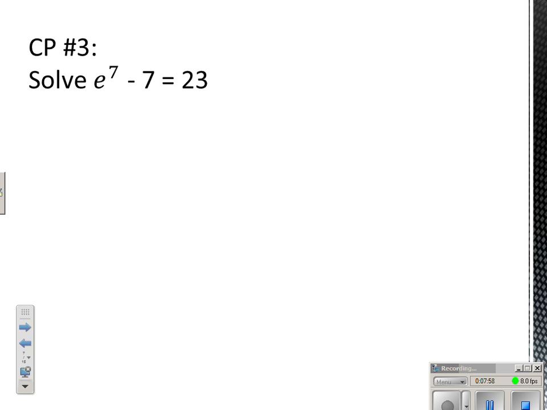All right, checkpoint number 3. Solve e to the x, I did another typo. This is supposed to be e to the x power minus 7 equals 32. All right, so when I went at this one, can you make sure you change this, make sure that says e to the x. I got rid of the 7 first. So e to the x power is equal to 30.